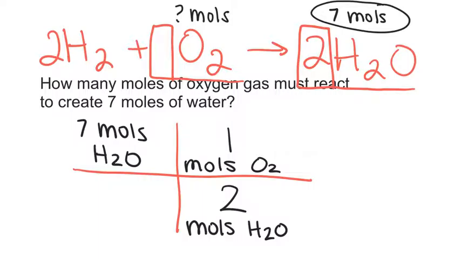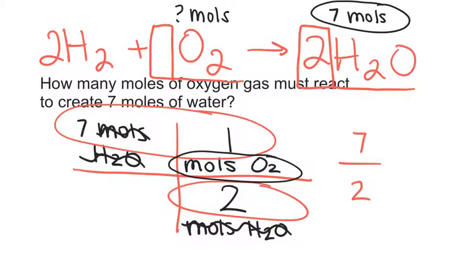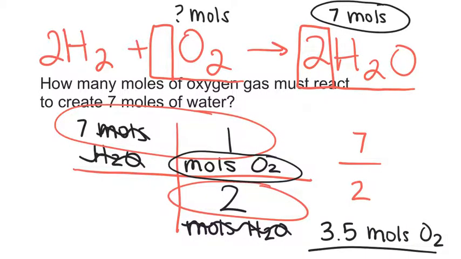Now we're going to continue to treat this like fractions. So you're going to take the numbers on the top and you're going to multiply them. So 7 times 1 is 7. And the numbers on the bottom, which in this case is only a 2, but you would multiply them. So we have a 2. So we have 7 divided by 2. Now to check that we did this right, we want to make sure that moles H2O cancels out with moles H2O, and we're only left with moles of O2. 7 divided by 2 is 3.5, and our unit is moles O2. And that would be our answer.